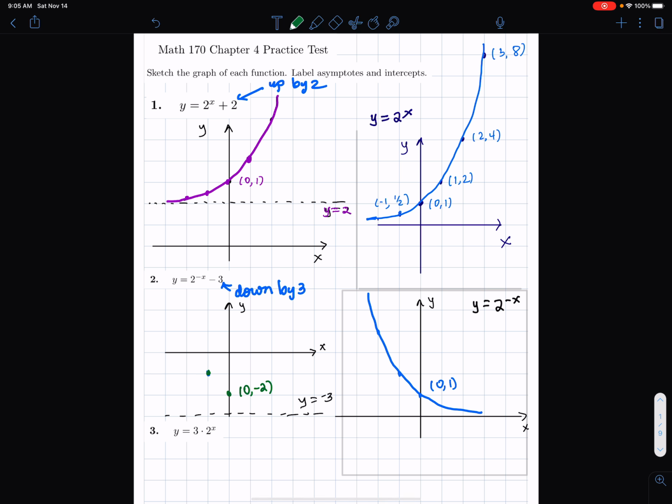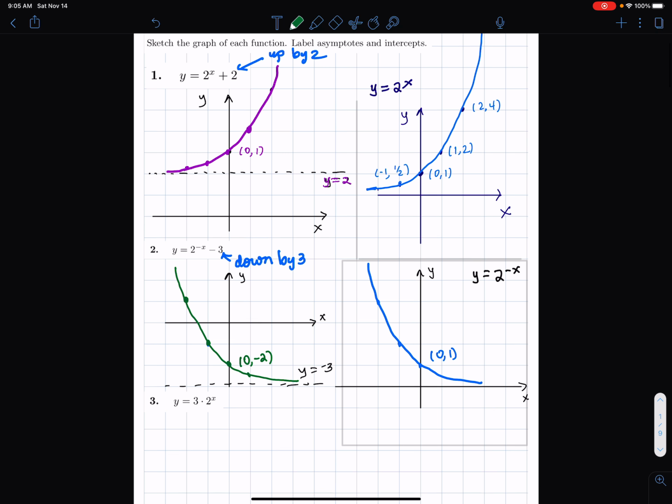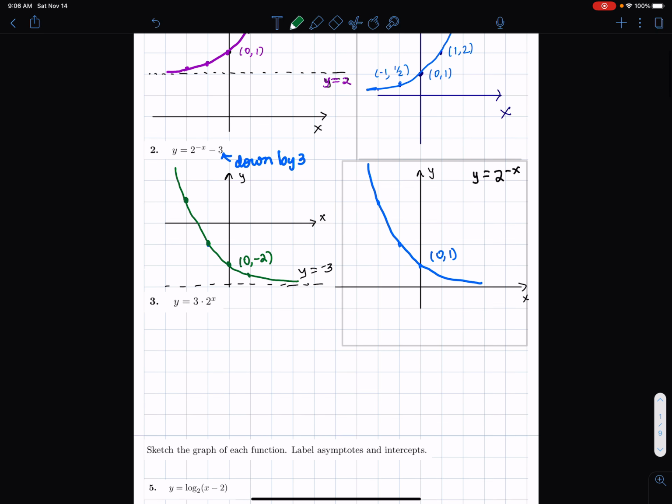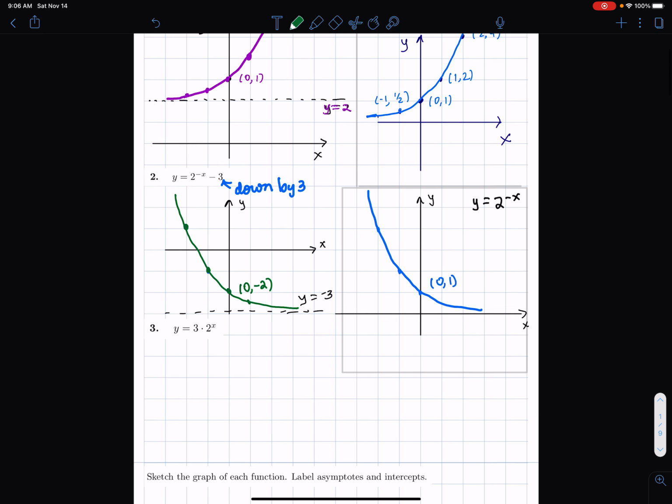Okay, let's get to the same colors. And so you just sketch the same graph, but you shift it down by 3. So it's not that brilliant, really. You have to know the graph y equals 2 to the x, y equals 2 to the minus x. Then you either shift up or you shift down. And of course, maybe you don't know anything and you just plot points, but I really think it's better to have an idea of what these graphs look like.